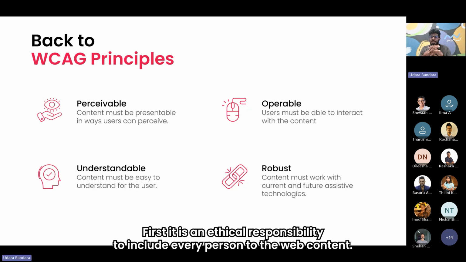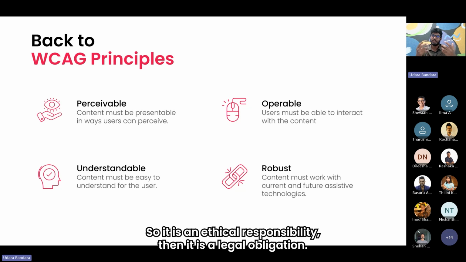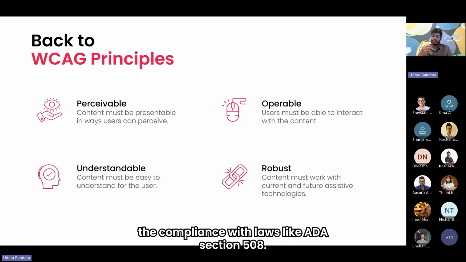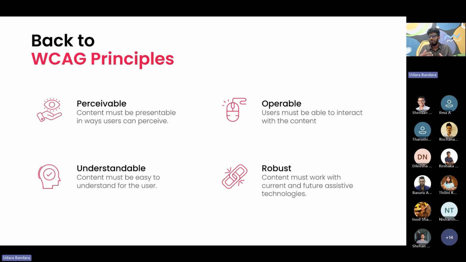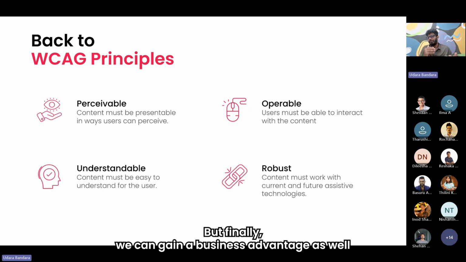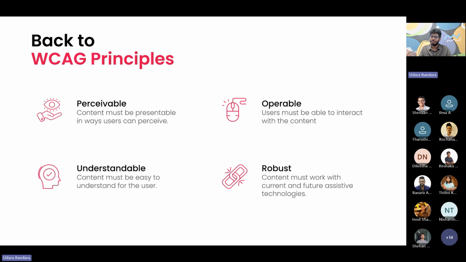So why does it matter? First, it is an ethical responsibility to include every person in web content, and everyone deserves an equal right to use digital content. Then it is a legal obligation. To avoid lawsuits and ensure compliance with laws like ADA and Section 508, we should make our content accessible. Finally, we can gain a business advantage by reaching a wider audience, including people with disabilities.